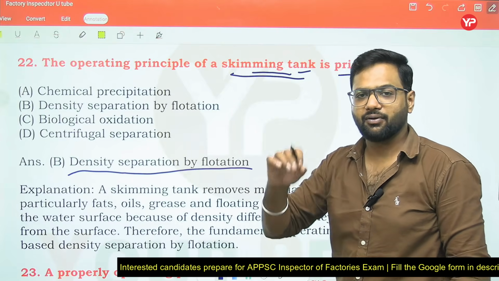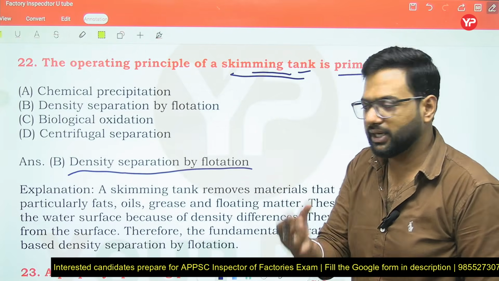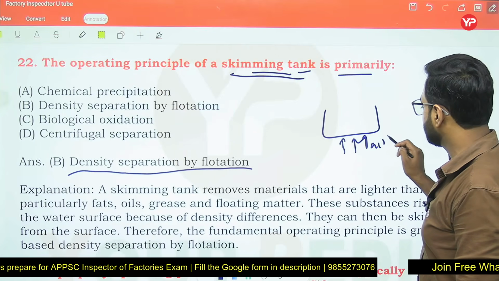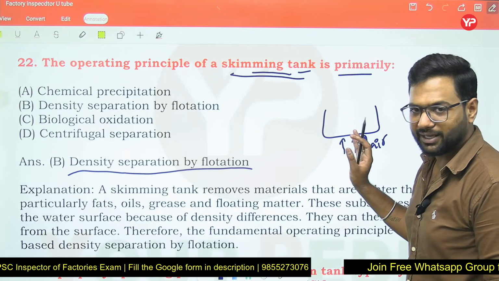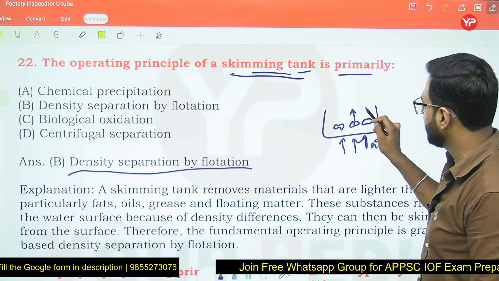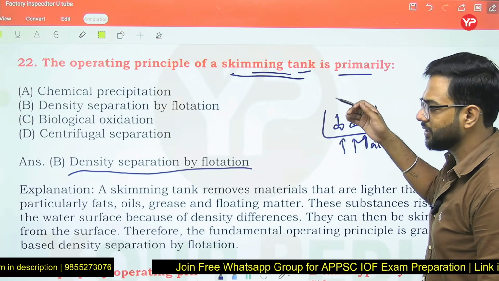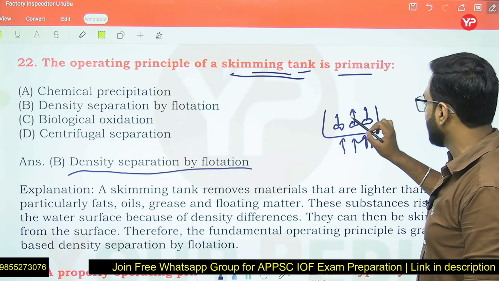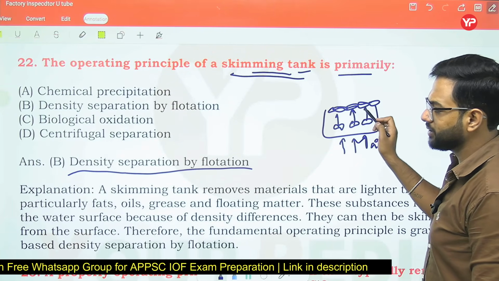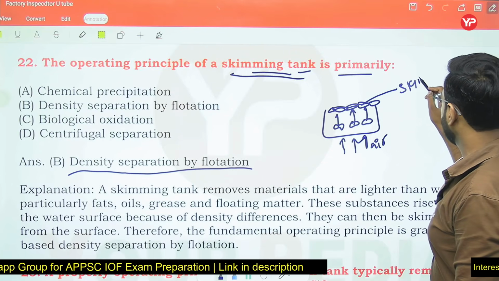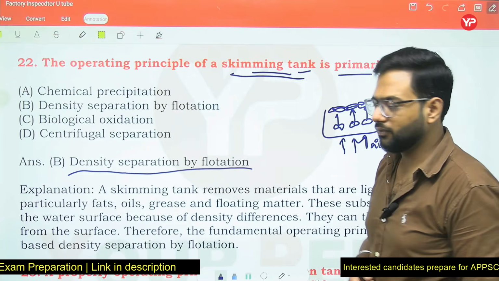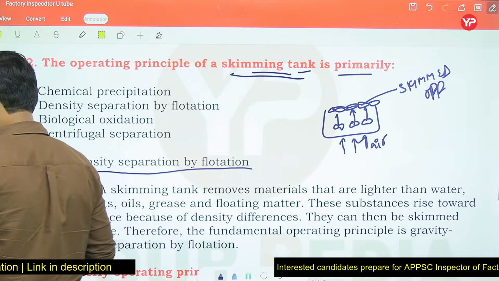And in the skimming tank, what happens, we supply the air from the bottom of the tank, and this tank consists of water in which oil particles are there. So when air rises, bubble formation is there, and these bubbles have lesser density, so they will rise towards the surface. When they rise towards the surface, they carry the oil particles along with them, and from the surface they can be easily skimmed off. Skimmed off means they can be easily removed from the water. You can say from the tank it can be skimmed off.